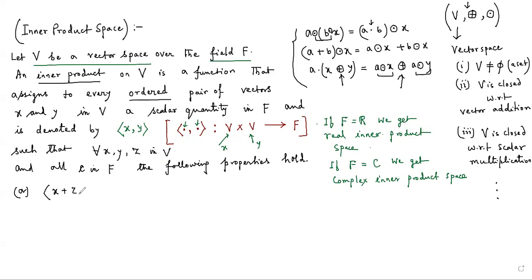If I consider x plus z, its inner product is taken with y. We get ⟨x, y⟩ plus ⟨z, y⟩. This is the first property. So the inner product is linear in its first argument. If I consider this triangular bracket, this element is called the first component, and that element is called the second component.